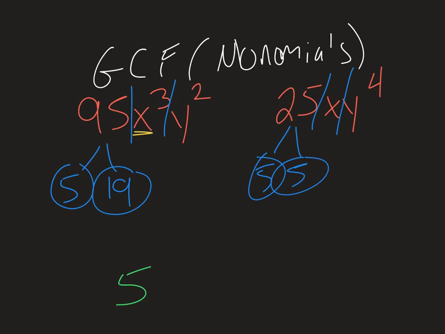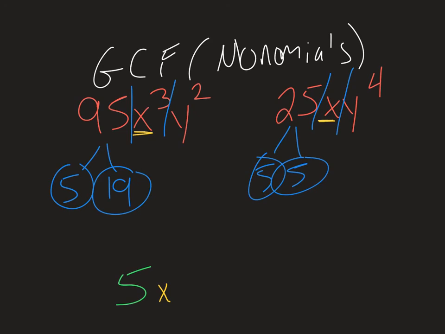Now I'm going to look at the variables. Let's look at the x's. The one on the left, with 95x cubed, has x cubed. The one on the right has 25x. There's only one x there, so I can only say they have one x in common, meaning my greatest common factor is going to have only one x in it. That's all they have in common.